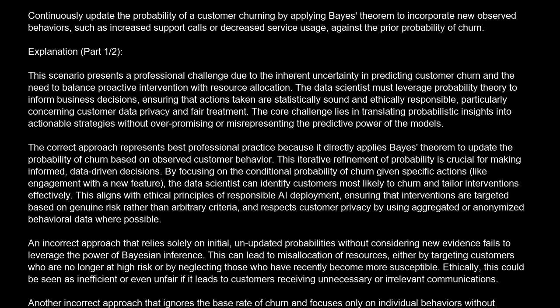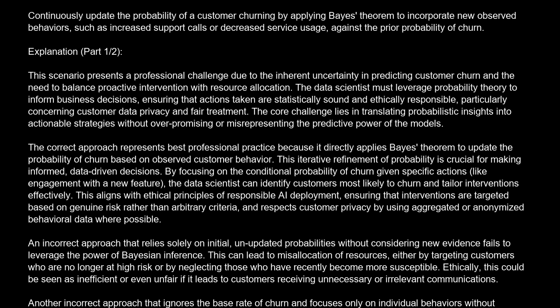The data scientist must leverage probability theory to inform business decisions, ensuring that actions taken are statistically sound and ethically responsible, particularly concerning customer data privacy and fair treatment. The core challenge lies in translating probabilistic insights into actionable strategies without overpromising or misrepresenting the predictive power of the models. The correct approach represents best professional practice because it directly applies Bayes' theorem to update the probability of churn based on observed customer behavior. This iterative refinement of probability is crucial for making informed, data-driven decisions.